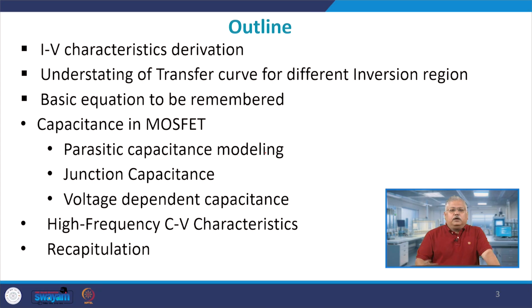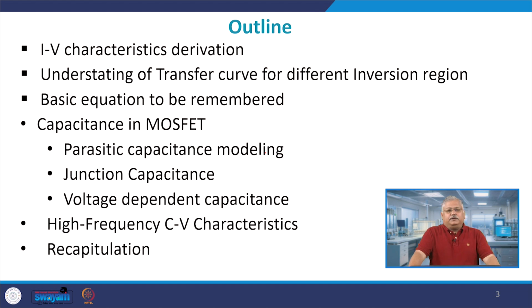Let us come to the outline of this particular lecture. We will be looking into the derivation of the IV, or the current voltage characteristics, which will give me an idea about what factors the current flowing in a circuit depends upon. We will also be understanding the transfer curve for various regions of operation.